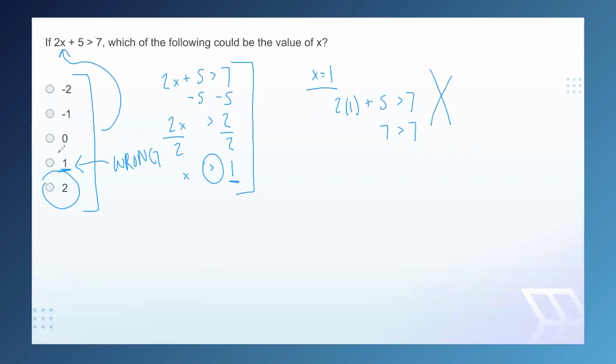So this should lead us to the realization that x must be a greater value, of which there is only 1, 2 in answer choice E. Now, if we want to plug that in to confirm, we get 2 times 2, or 4, plus 5 is greater than 7. So that is 9 is greater than 7. That is true, confirming that E is the correct answer.